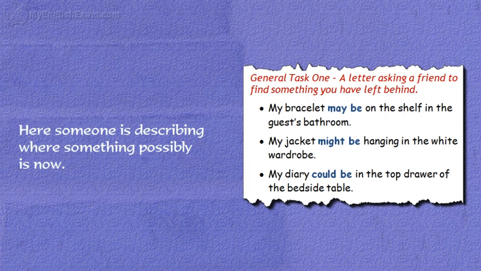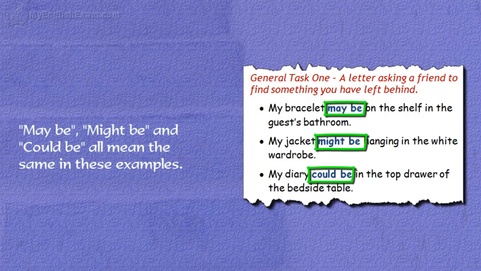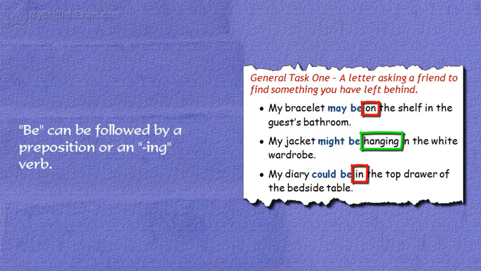My bracelet may be on the shelf in the guest's bathroom. My jacket might be hanging in the white wardrobe. My diary could be in the top drawer of the bedside table. May be, might be and could be all mean the same in these examples. Be can be followed by a preposition or an ing verb.